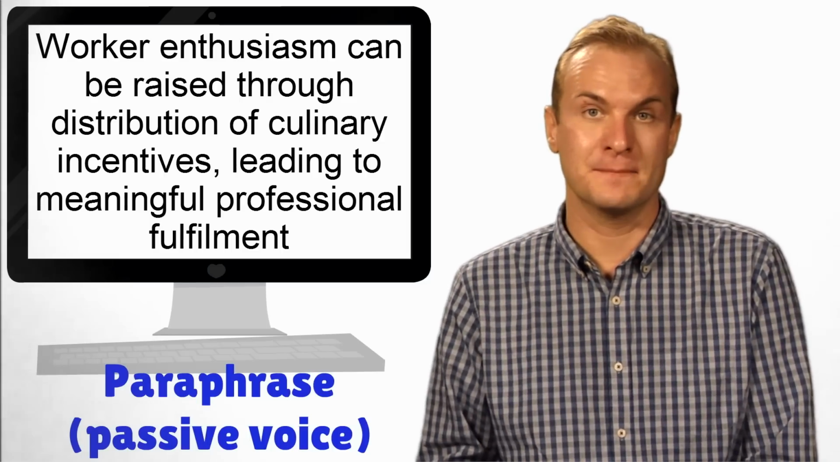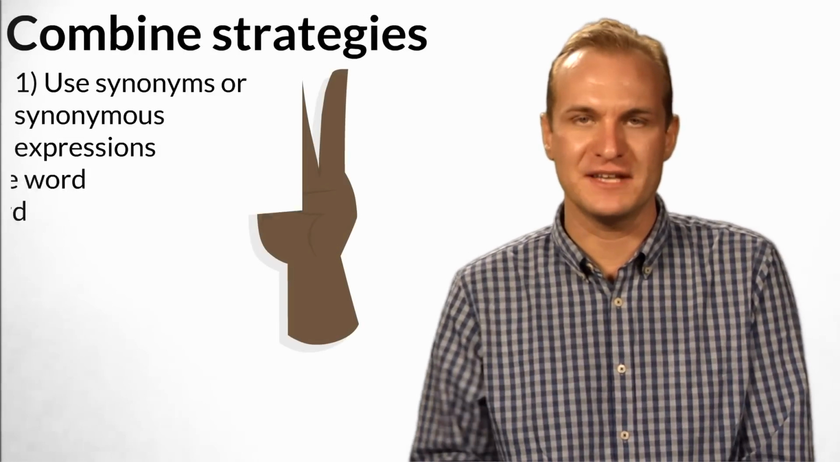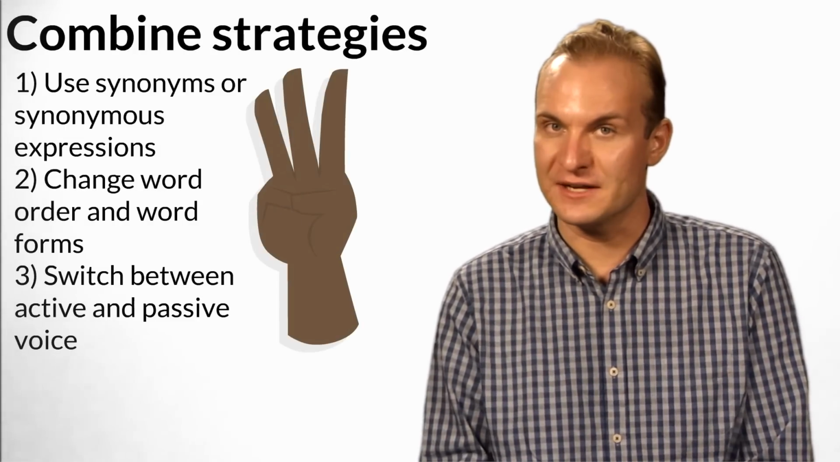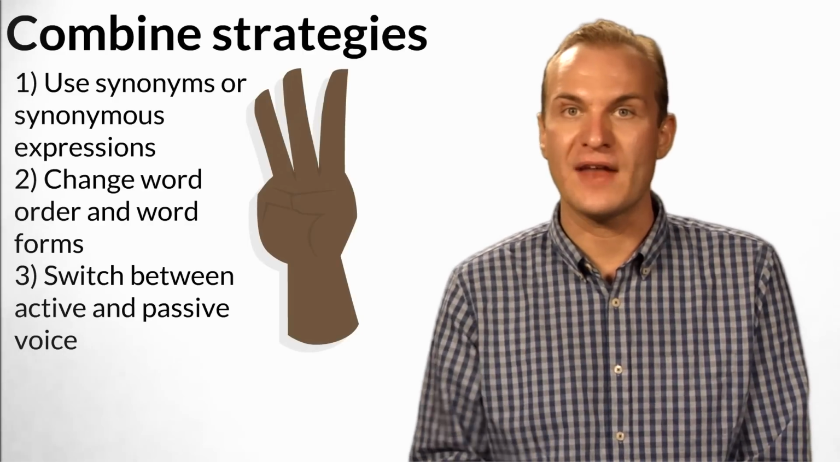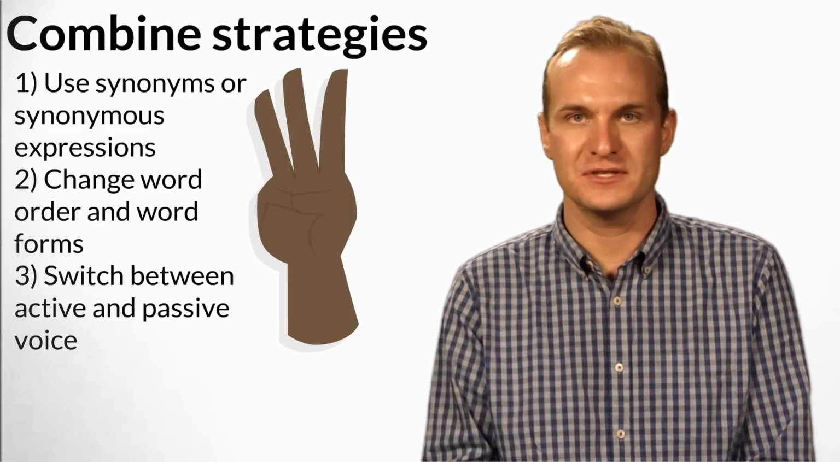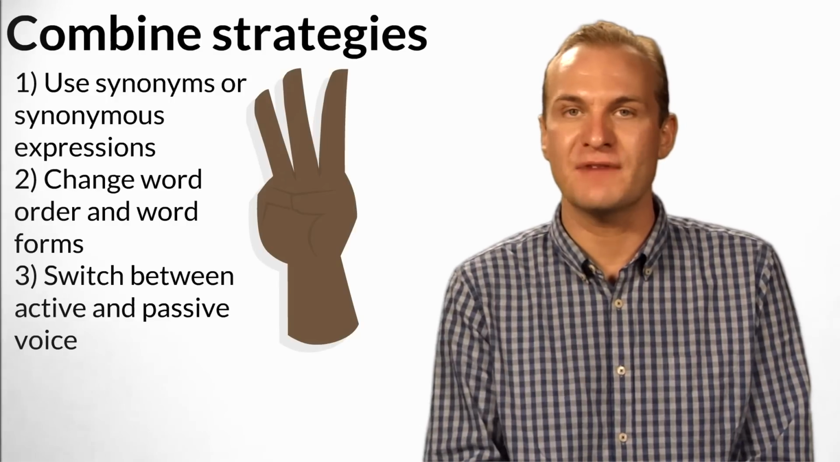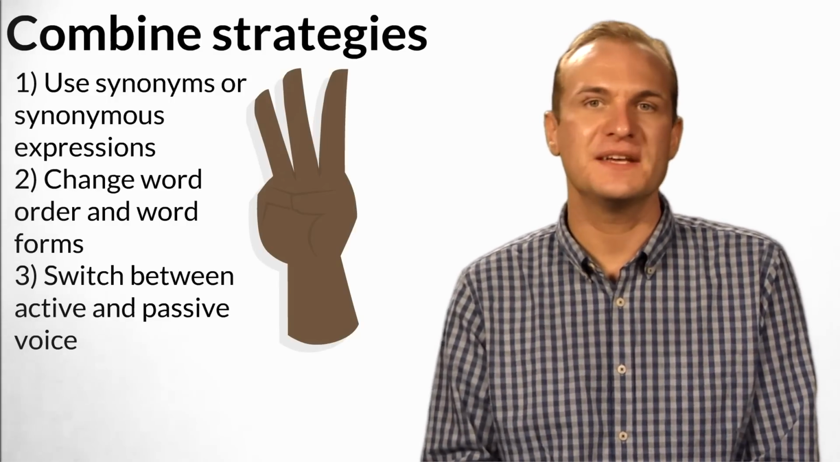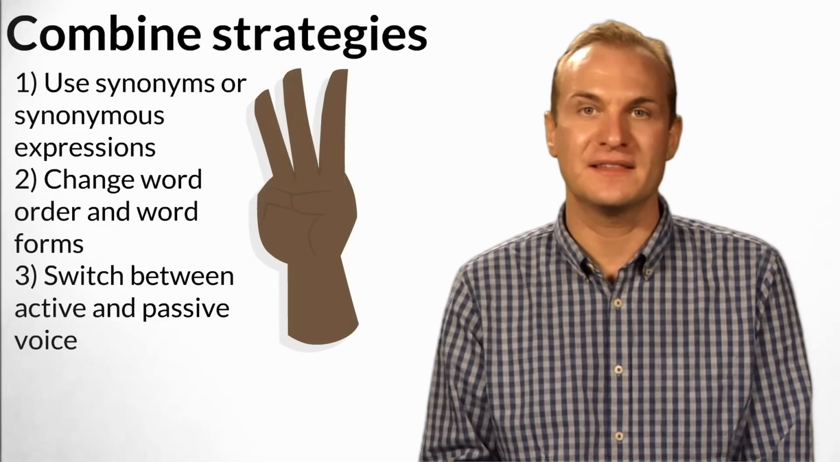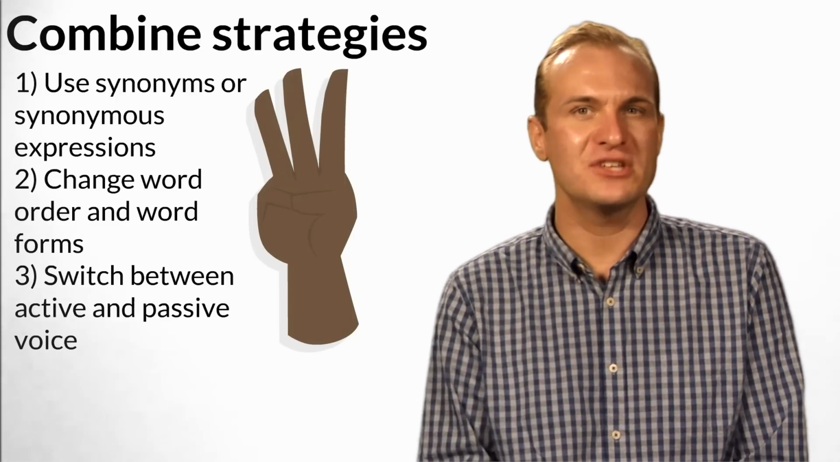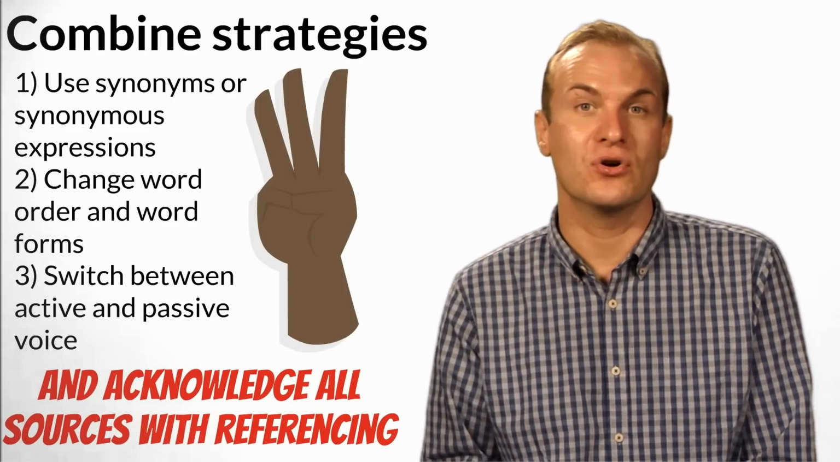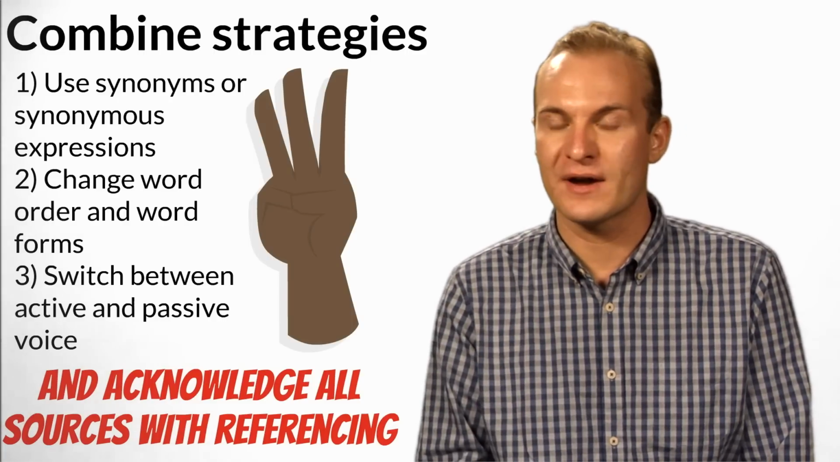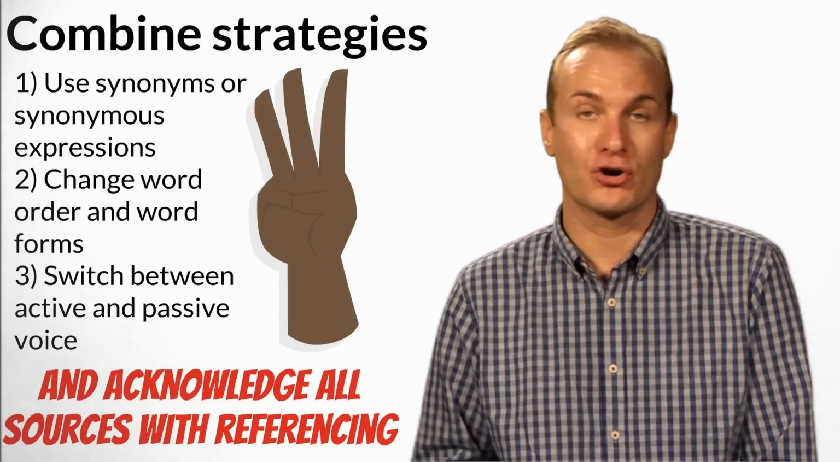In practice, you should paraphrase using a combination of these strategies, using lists of synonyms to change words from the original source, changing the word order and word form of the original source, and switching between the active and the passive voice. With these strategies, you can clearly communicate the meaning of the original source without directly copying the text or risking plagiarism. Make sure to always acknowledge the sources you paraphrase by citing and referencing appropriately.